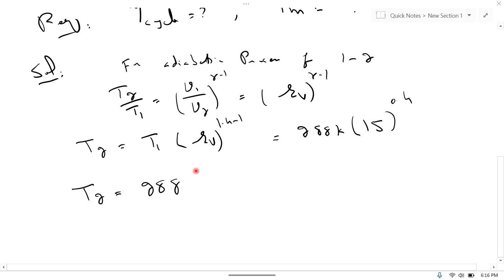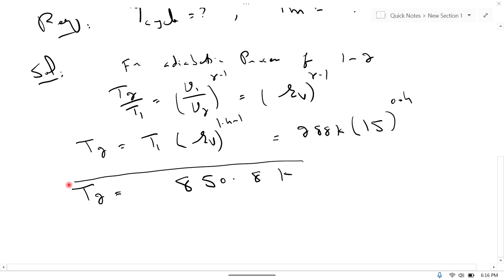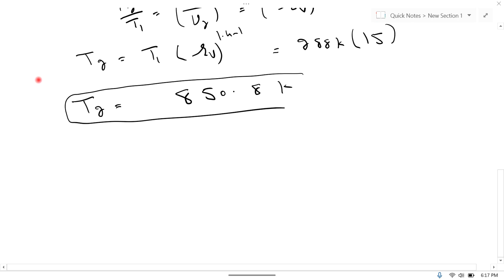288 Kelvin times 15 to the power 0.4. So take 15 power 0.4 and multiply by 288. This will be equal to 850.8 Kelvin. Now I am finding T4.